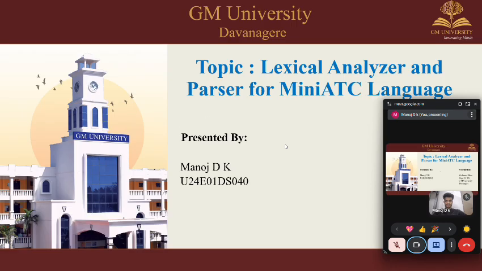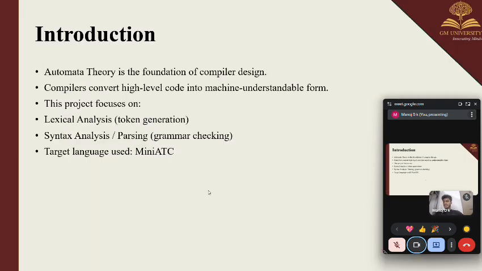Introduction. A compiler translates high-level programs into machine-level instructions understandable by the computer. In compiler design, the first important stage is lexical analysis, where the source code is divided into meaningful tokens. The next stage is syntax analysis, where the parser checks whether the program follows grammatical rules. This project demonstrates both phases using a simplified language called Mini ATC.